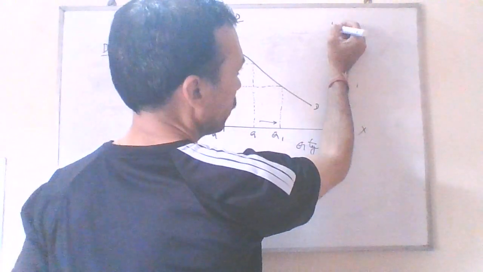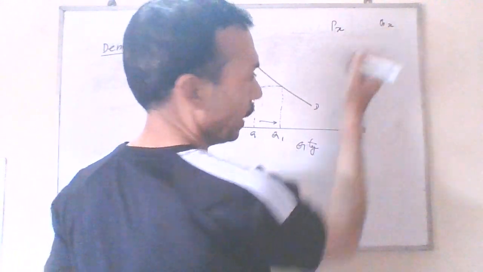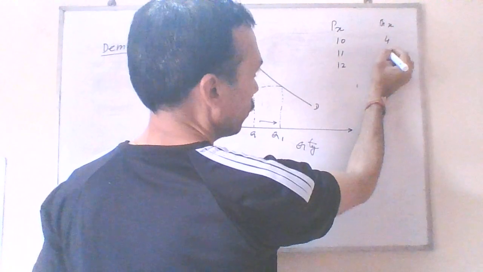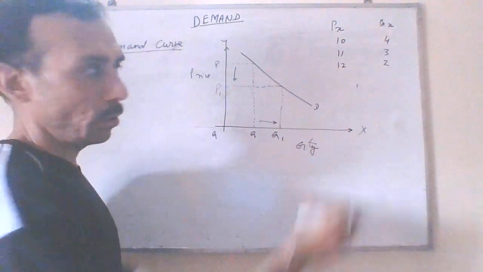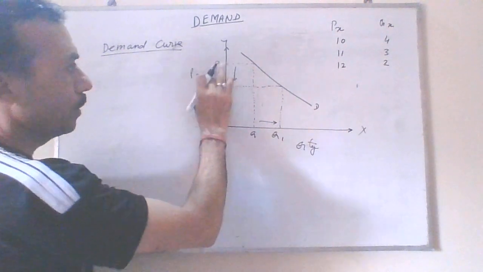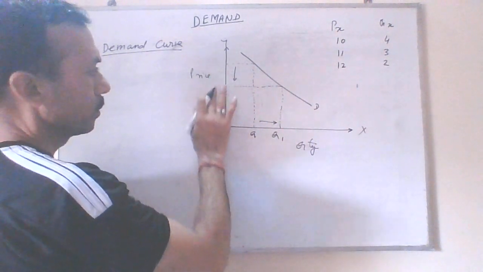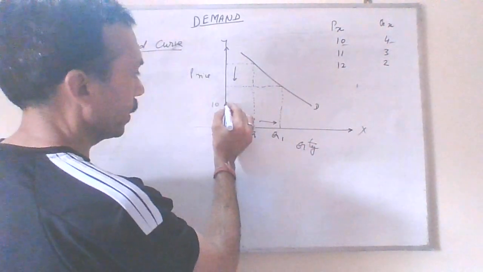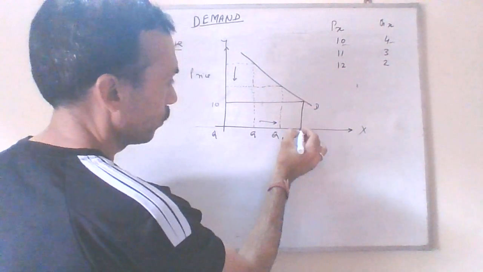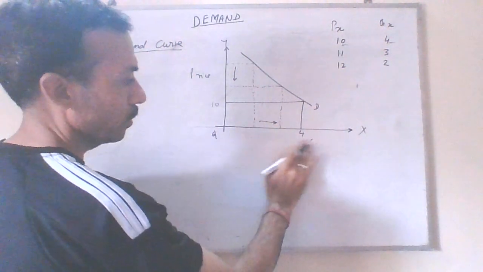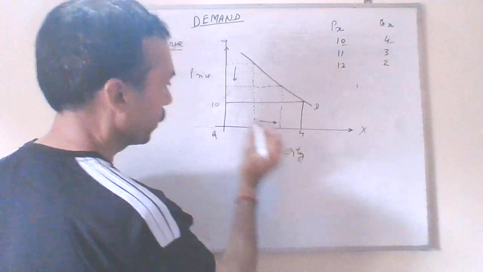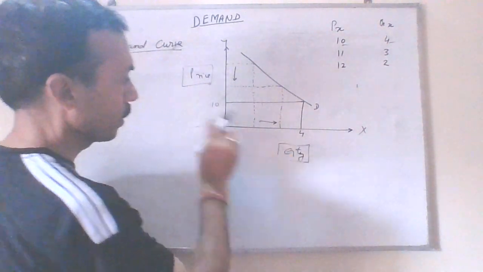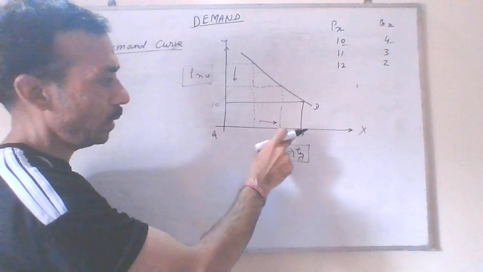What is a demand schedule? A demand schedule is the price of commodity X and the quantity of commodity X. The price was 10, 11, 12, and the quantity was 4, 3, 2. Let me draw the same schedule as a demand curve. In the y-axis we take the price and in the x-axis we take the quantity. When the price is 10 rupees, the consumer demands 4 units of the commodity.